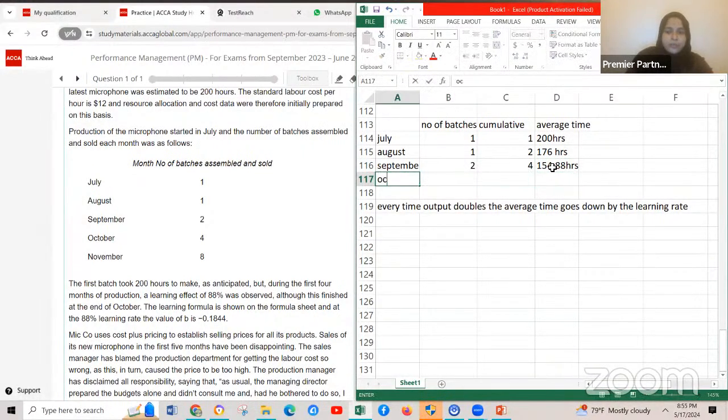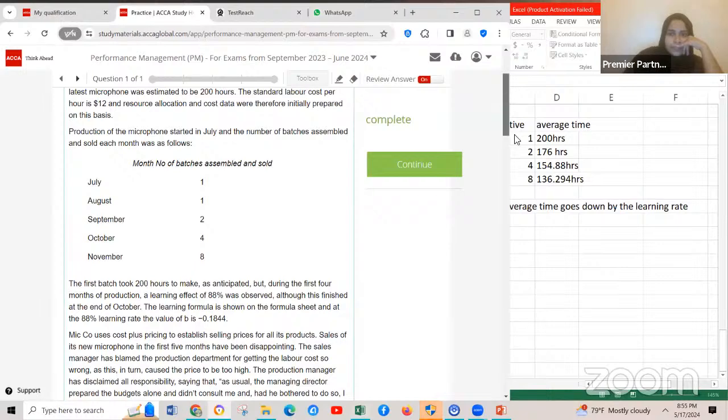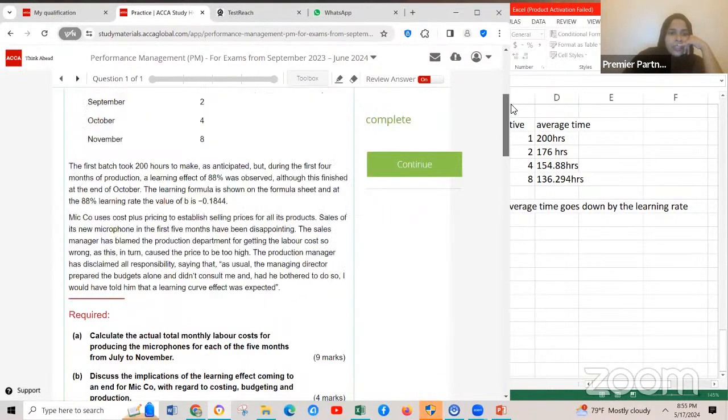So then in October, 4, that means 8 batches. Again, the learning rate will apply on the average time. How much is it? 136.294. What are they asking you? Calculate for each of the 5 months.